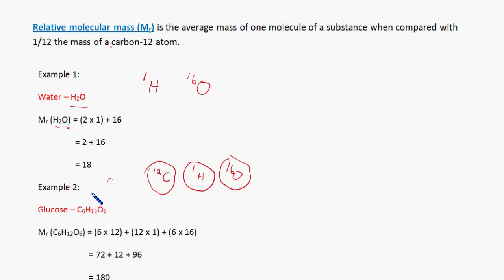Now notice we don't have any units next to these numbers. Like we have 18 and we have 180, right? Because we are dealing with relative molecular mass, we have no units here.